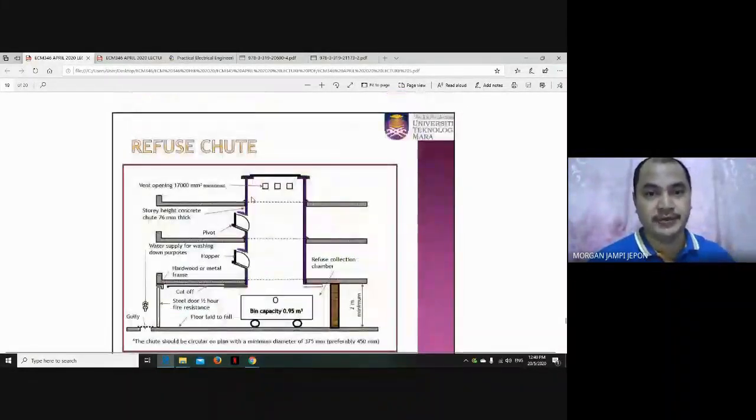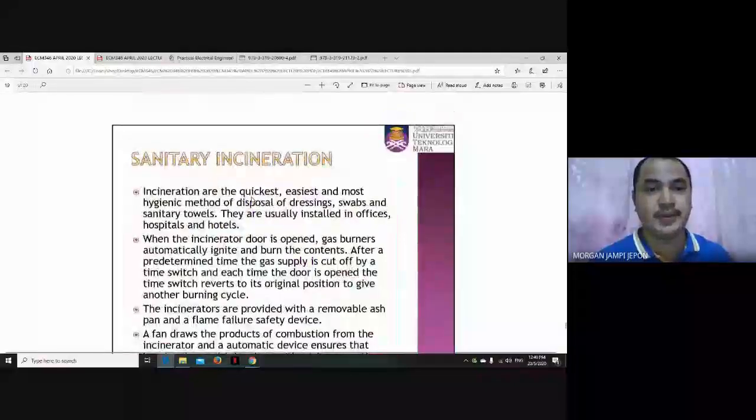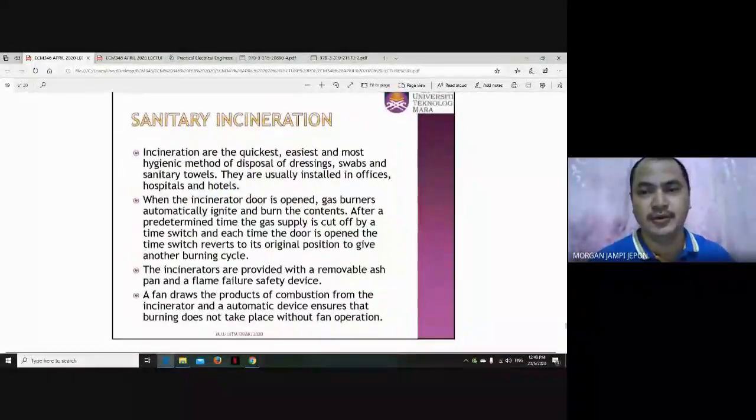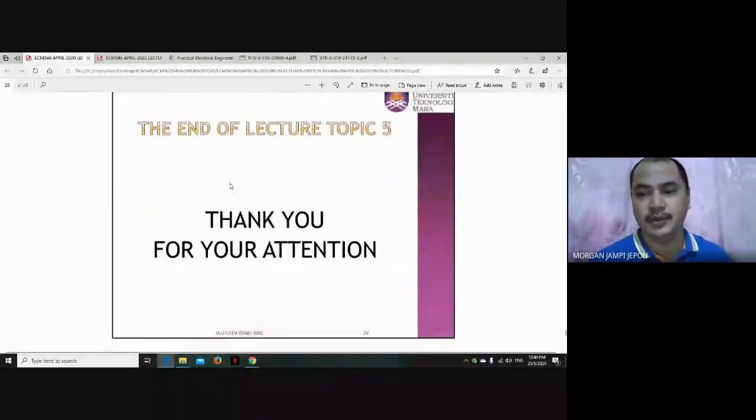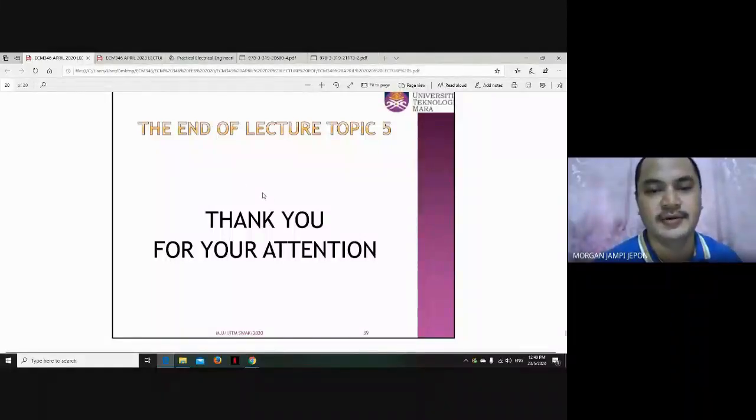All right, move on. Sanitary incineration. We burn our rubbish, but not anymore, because when we burn it, it creates smoke, and that is bad for the environment. All right, so I think that should be all for now.